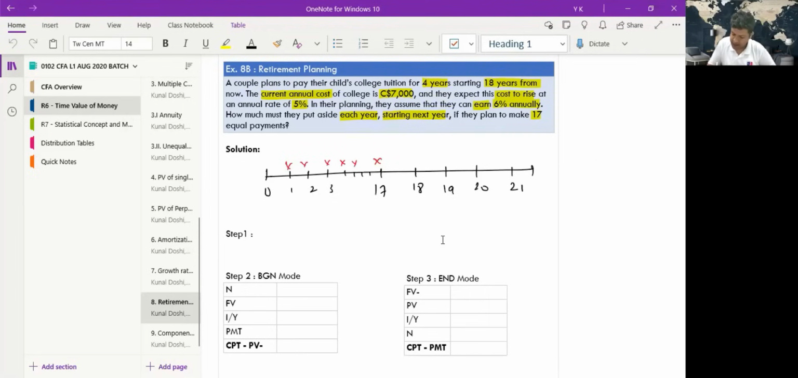Okay. Anyone with any numbers here? Has anyone guessed what is the unique thing in this question? Beginning of the year, not end of. Okay. A couple plans to pay the child's college fee. So how do I solve this? Beginning of the period? You sure? Okay. Still, how do we solve this? Any idea, anyone?